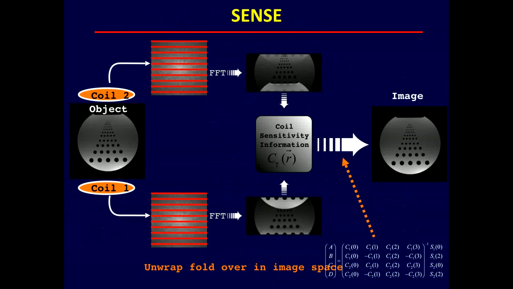But we have aliased images for each coil, and these images are different. See that because this coil is close to here, actually they might be switched. So the signal intensity is different, the aliased part is different because the coil geometry is different. And what we do is we feed all these into the SENSE reconstruction here. That's basically the same matrix we showed in the previous slide.